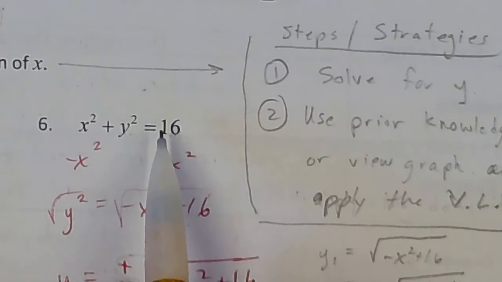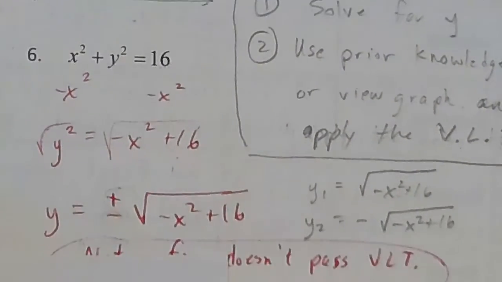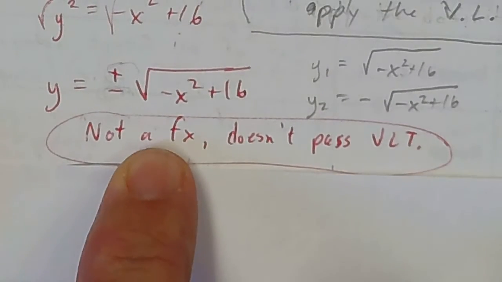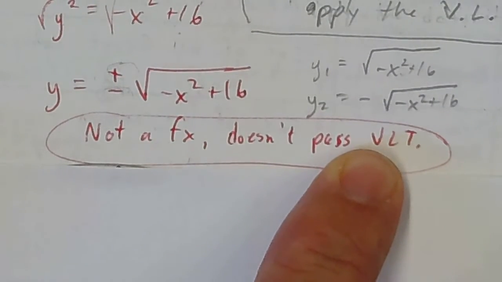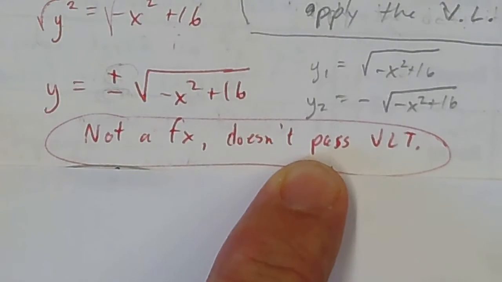Okay, so maybe we could make that decision right away and use your prior knowledge. It's up to you if you see it or not. All right, so your explanation could be something like that. Not a function, doesn't pass the VLT because we looked at it. Or you could say it's not a function because it's a circle, and circles aren't going to pass the vertical line test. Okay?